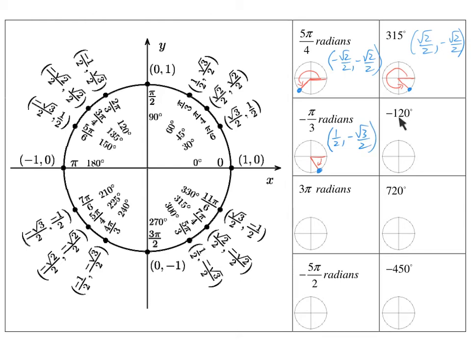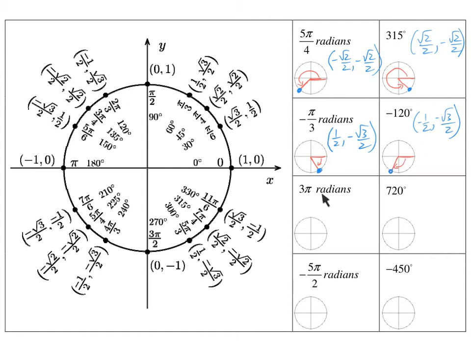Next, negative 120. 120 is right here. Negative means I go under to that, so isn't it right there? So negative 120 will be right there. Coordinate is right there. So what is that coordinate? Well, the coordinate is right here, so we just write that coordinate right there, which means I go over negative 1/2, and I go down negative square root 3 over 2. That would be my coordinate for that dot.